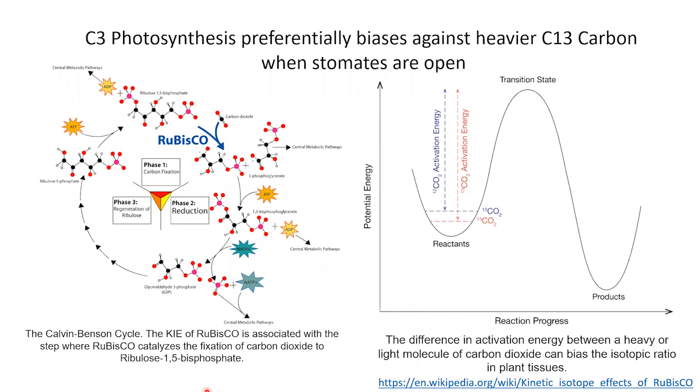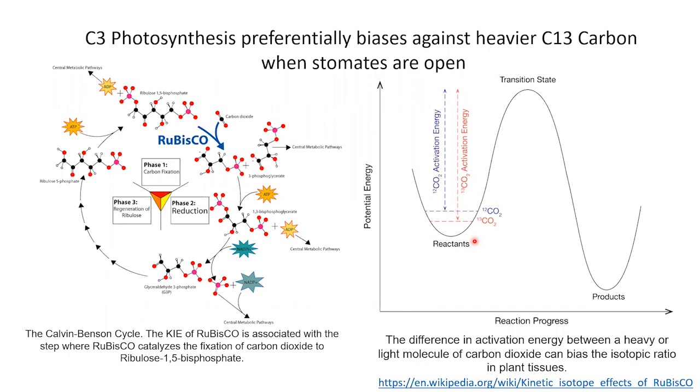What we're interested in is that there's a quirk in how Rubisco handles different isotopic forms. So over on the right here, we have basically a simplified transition state to products, a reaction progress. There's a difference in the activation energy for the carbon-12 versus carbon-13 versions of the incorporation of CO2, such that there's a greater activation energy for carbon-13 CO2. And as a result, when stomates are open, plants will preferentially incorporate more C12 compared to the heavier C13.